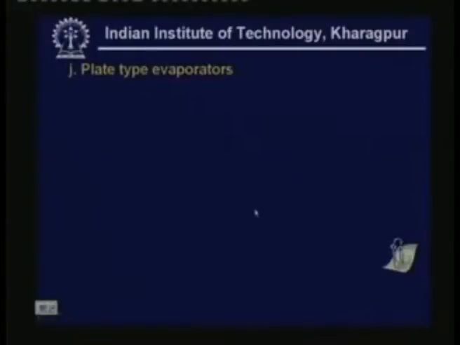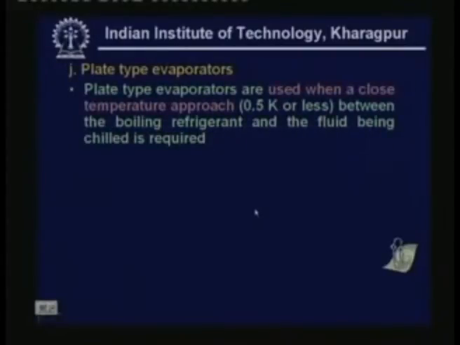Now let us look at another very important type of evaporator, what is known as plate type evaporator. Plate type evaporators are used when a close temperature approach, that means 0.5 Kelvin or less, between the boiling refrigerant and the fluid being chilled is required. Let us say that refrigerant is at minus 20 degrees centigrade and I want to chill the external fluid to minus 19.5 degrees. That means refrigerant temperature and the external fluid temperature are almost the same. The difference is very small, about 0.5 Kelvin.